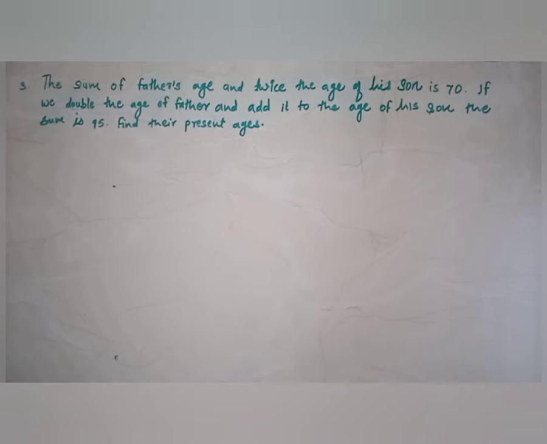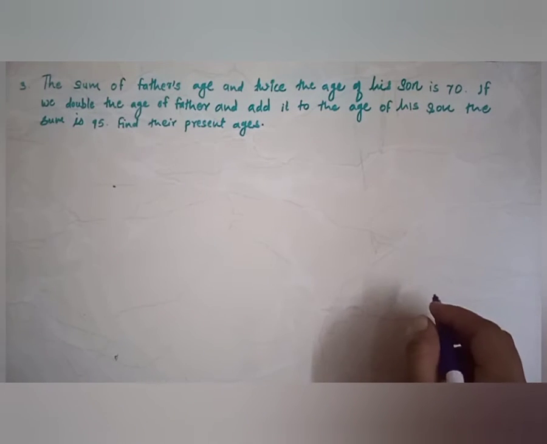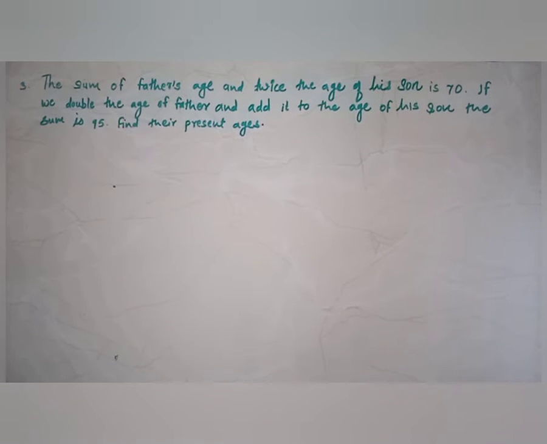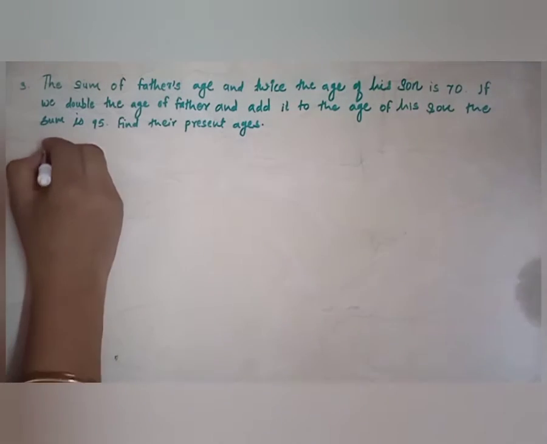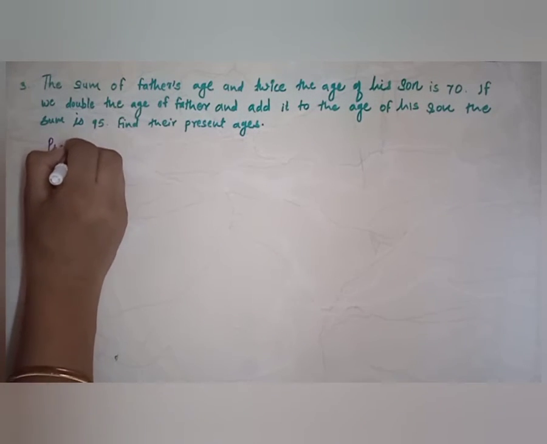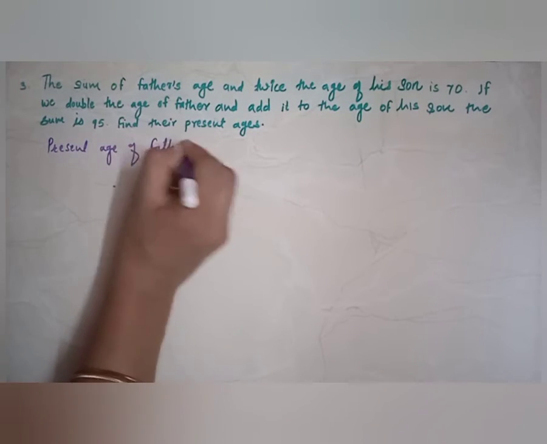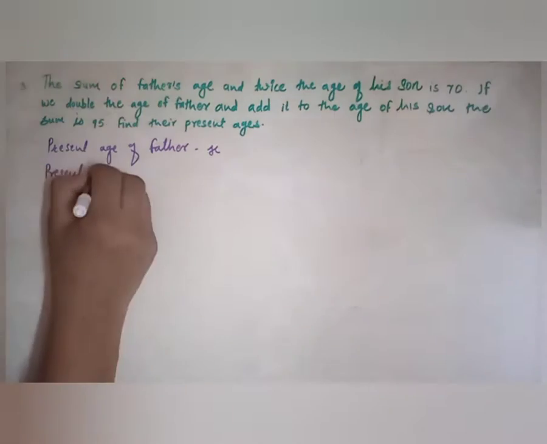Then take down the third example. Here the sum of the father's age and twice the age of his son is 70. If we double the age of the father and add it to the age of his son, the sum is 95. Then find the present ages. Okay, this is our question. So take down the present ages: the present age of the father is x and the present age of the son is y.